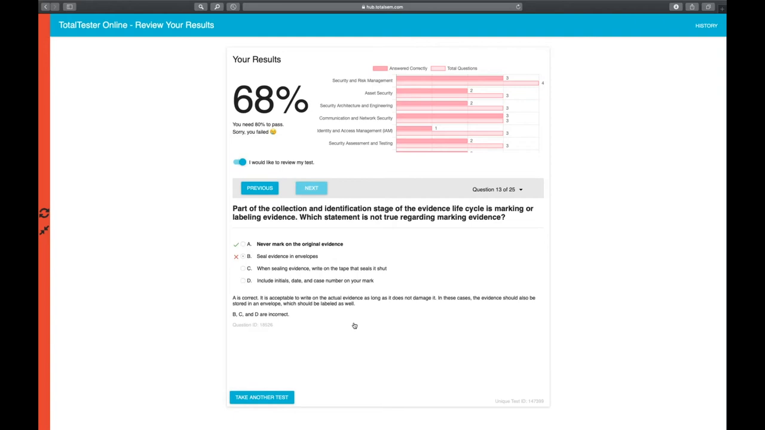Ooh, yeah, never mark on the original evidence. I think somebody said that, right? Yeah, that's me. Because the logic is that what is on that evidence is part of the evidence itself, right? So you want to put some tape over it and write on the tape, not the actual evidence. I still don't like the fact that all evidence is going to go in an envelope. The logic behind what I said is that they haven't told you what kind of evidence it is, right? It could be a piece of paper, so it could go in an envelope. So it says it is acceptable to write on the actual evidence as long as it doesn't damage it. In these cases, the evidence should also be stored in an envelope, which should be labeled as well.